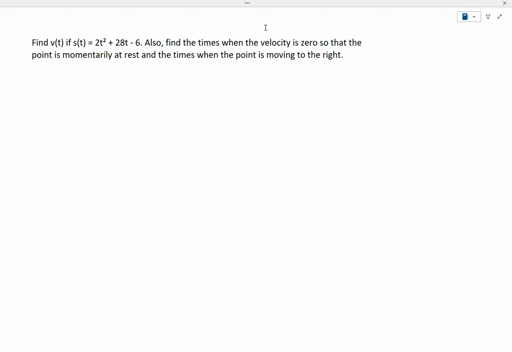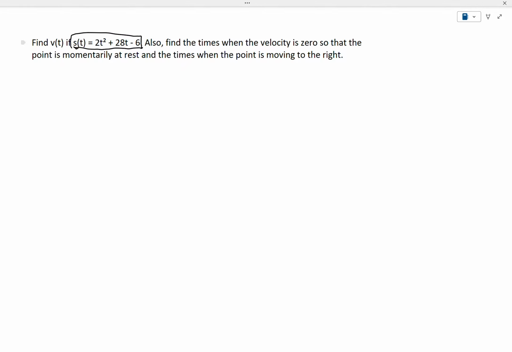Find v of t if s of t is equal to 2t squared plus 28t minus 6. Also find the times when the velocity is 0 so that the point is momentarily at rest, and the times when the point is moving to the right. So we're given position as a function of time. That's right here, s of t.